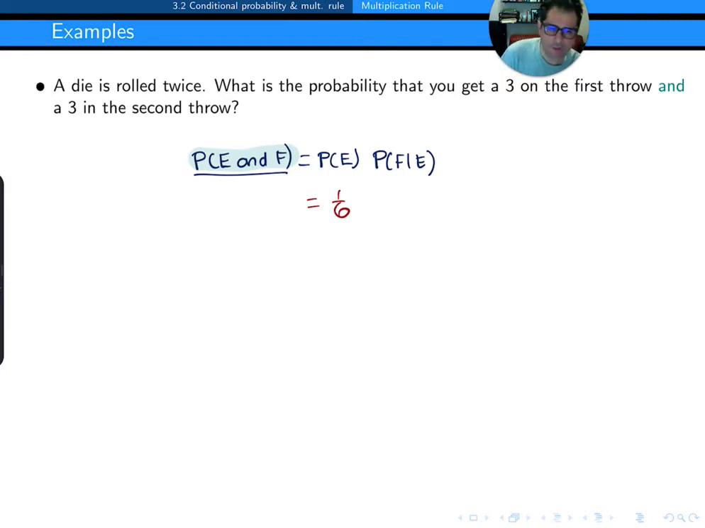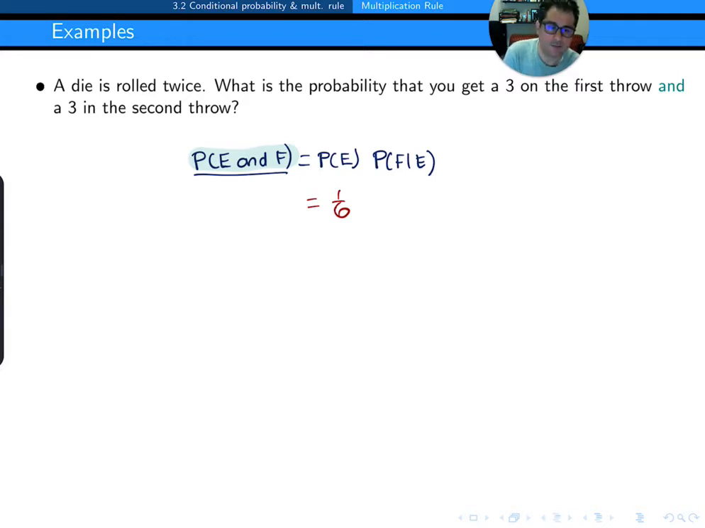But if you think about it, knowing that the first throw is a 3 didn't affect what's going to be the probability in the second throw, right? So if I roll a die, and you don't know what happened, and I ask you, what's the probability that I get a 3 in the second throw, you're going to say 1/6. And if I tell you, oh no, but the first throw was a 3 already, the probability is still 1/6.